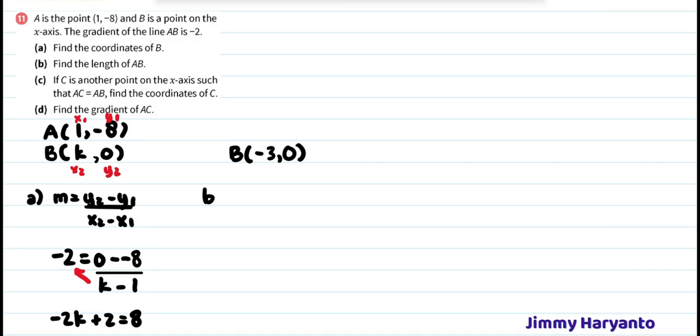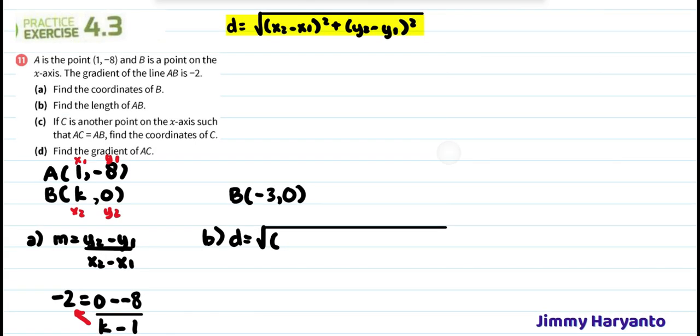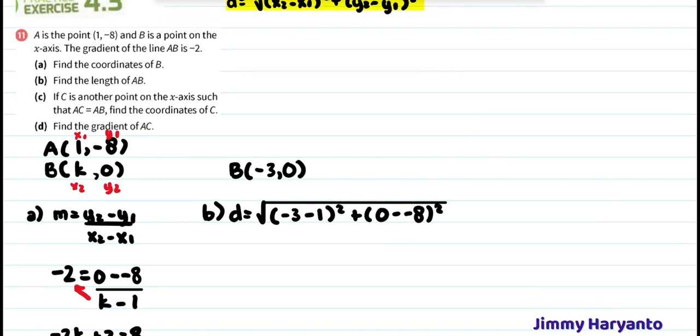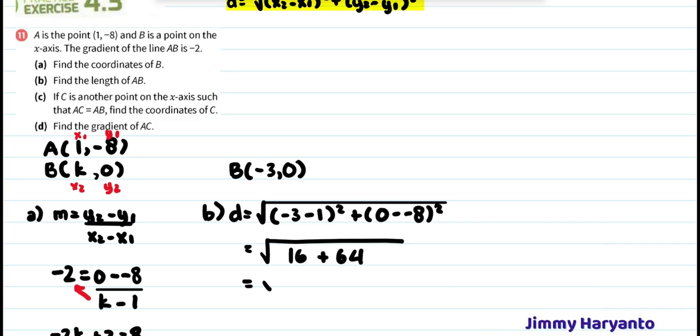And then I have to find the length of AB. Use this formula. x2 minus x1. x2 is negative 3 minus x1 is 1, plus y2 is 0 minus y1 is negative 8. So square root of 4 squared is 16. This one is 64. So square root of 80. This is the length of AB.